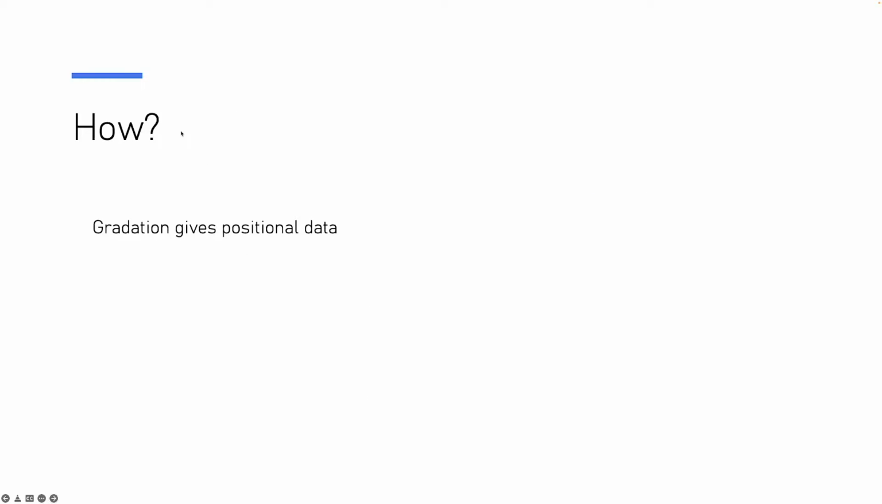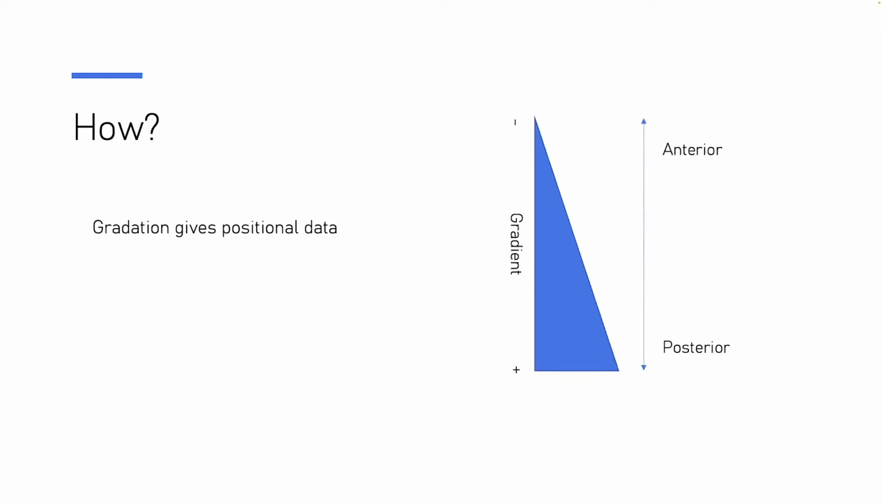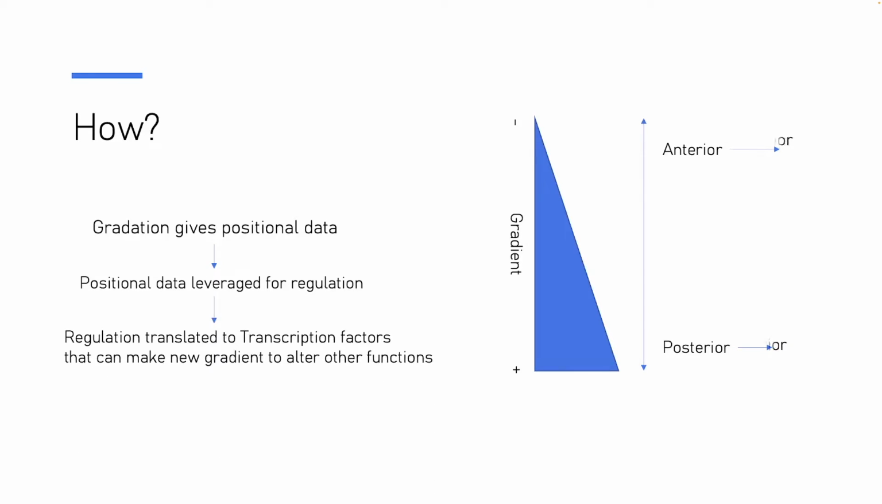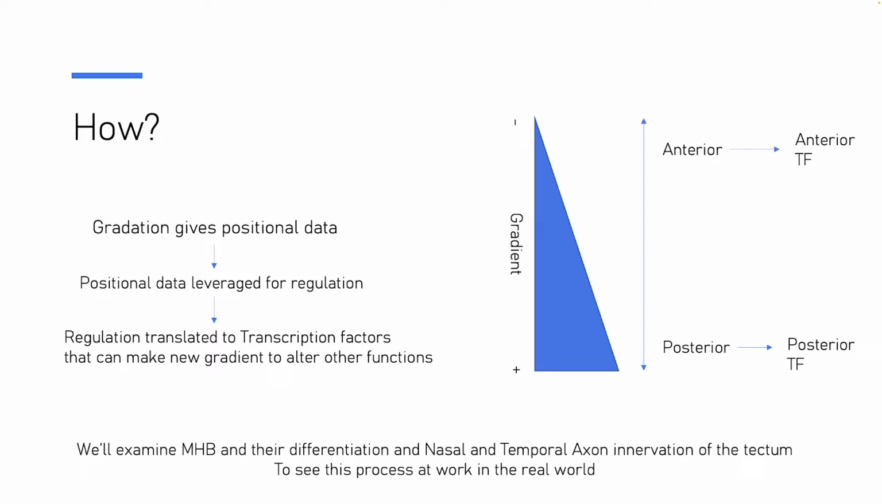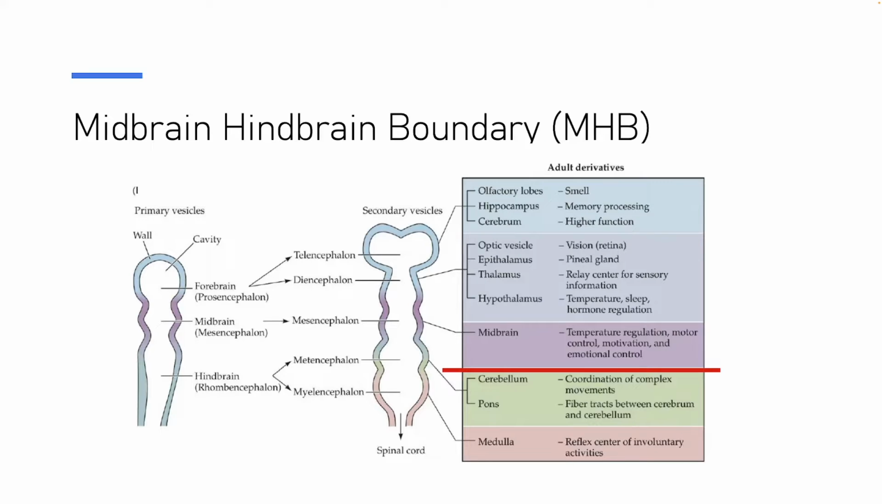The basic principle of how this is accomplished is fairly simple. The gradation of molecular gradients allow for positional data to be read. This positional data is then leveraged for differential regulation that gets translated into transcription factors. These transcription factors then go on to affect further downstream changes, be it altering gene expression, signaling another cell, or setting up another gradient. We'll examine the midbrain-hindbrain boundary and their differentiation, as well as the nasal and temporal axonal innervation of the tectum, to give you context on how this process works in the real world.